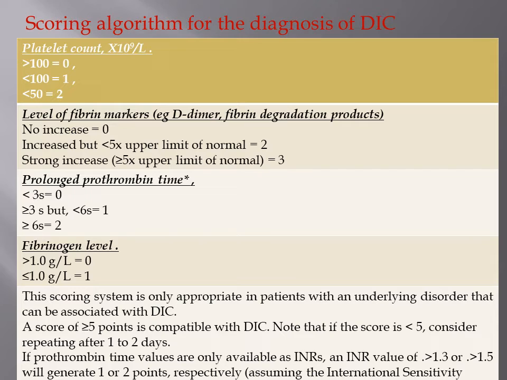This is another scoring algorithm for diagnosis of DIC. The scoring system is only appropriate in patients with an underlying disorder that can be associated with DIC. A score of more than or equal to 5 points is compatible with DIC. If the score is less than 5, consider repeating after 1 to 2 days.